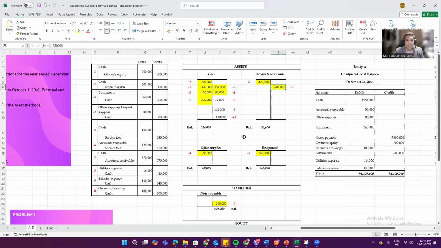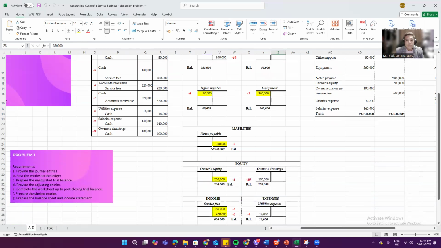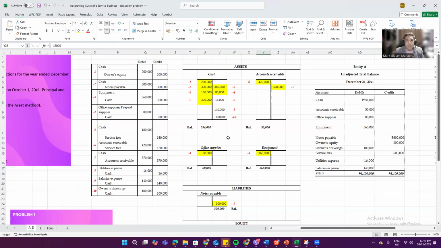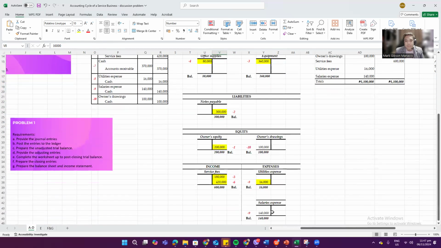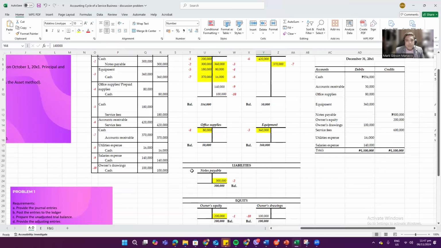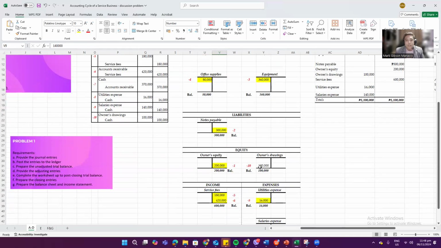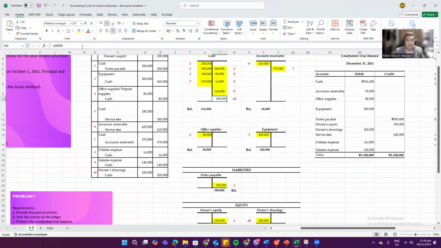Dahil nga nakakolect na tayo. Payment ng utilities, so debit utilities, 16,000, and then credit cash. Payment of salaries, we have salaries expense, 140,000, and then credit cash for 140,000. And then finally, owner's drawing. So dito siya sa equity ulit, debit 100,000 and then credit cash.